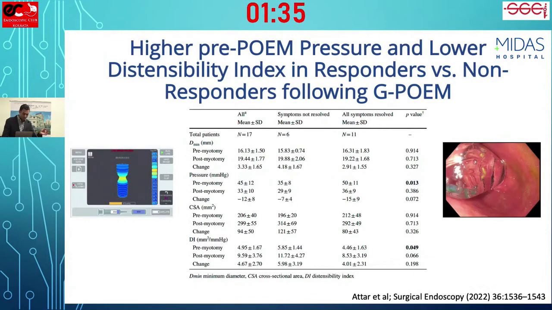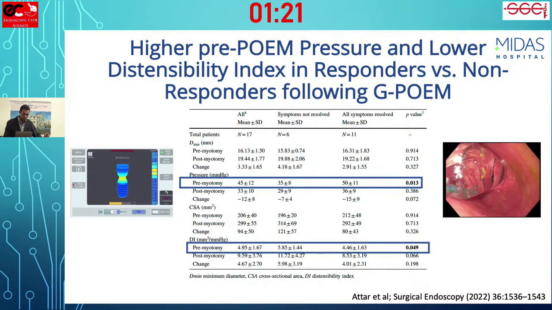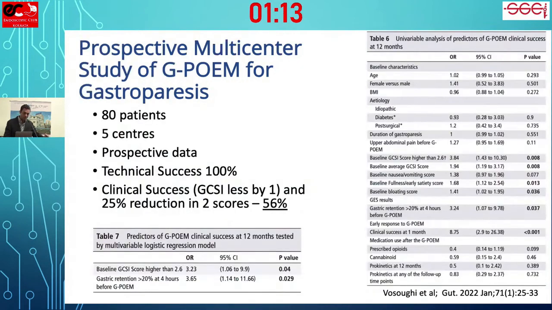So EndoFLIP can be very helpful. This is a series of patients, 17 patients. 11 had improvement in symptoms and 6 did not. What they found was higher pre-myotomy pressure and lower distensibility index, which means the pylorus was not opening well. And those were the patients who were responding to GPOM versus the ones who did not.